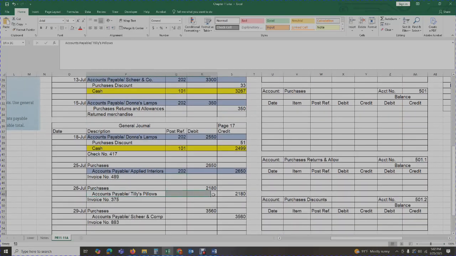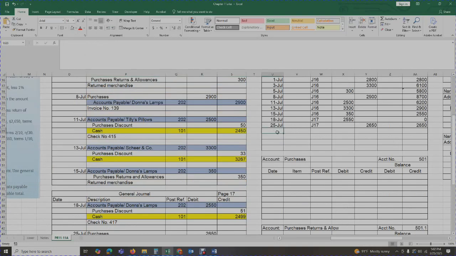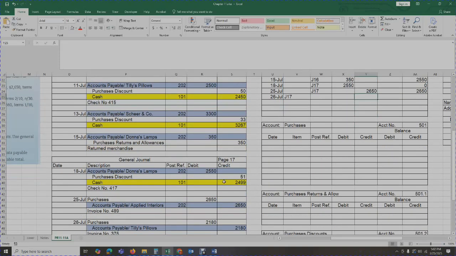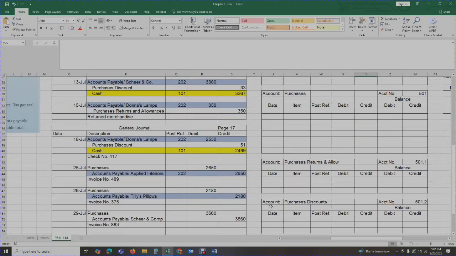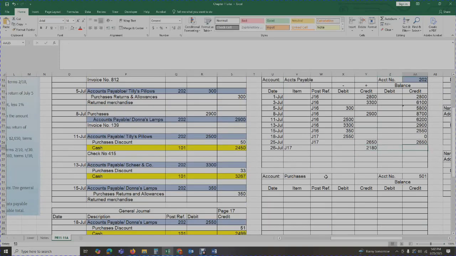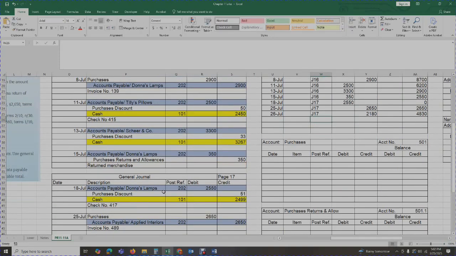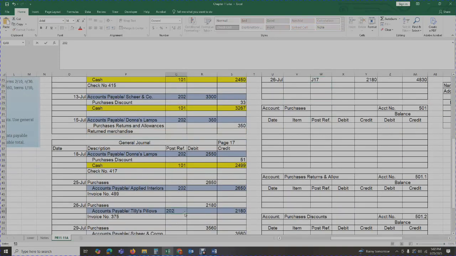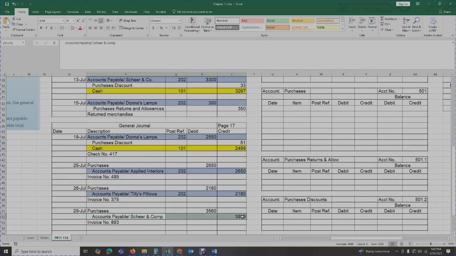I have another credit entry of $21.80 on the 26th. This is journal 17, and I've got a credit of $21.80. So I'm going to get my beginning balance and add my $21.80. That'll give me $4,830. I put the wrong one here. Here we go. So I go back and put my account number 202. And my last entry for accounts payable is on the 29th of July.